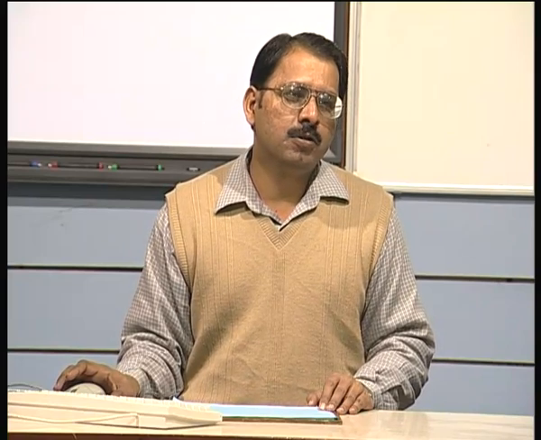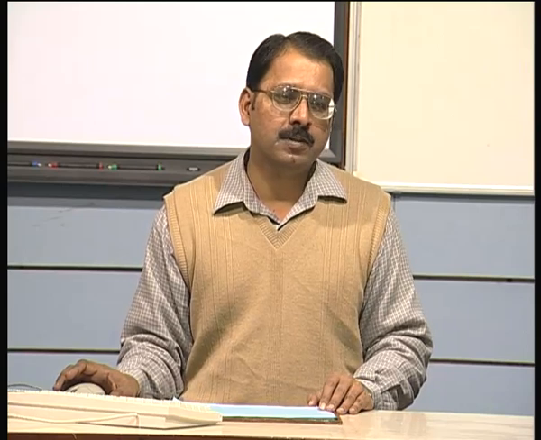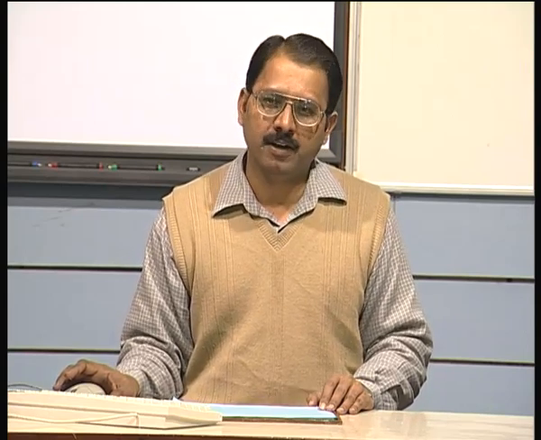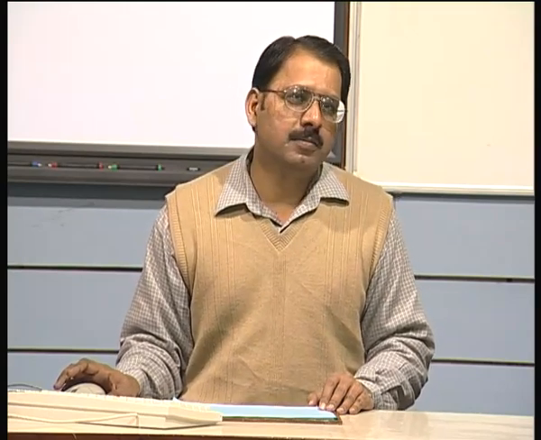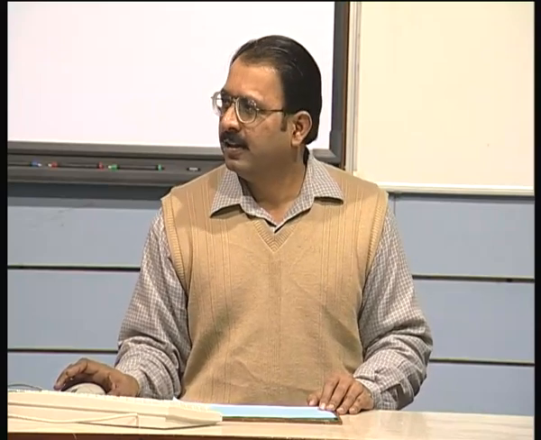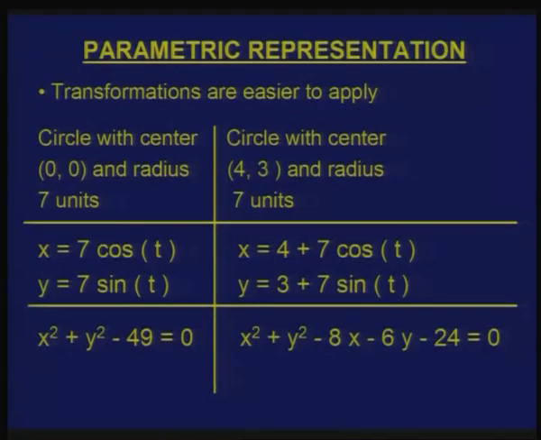And we should also look at the mathematical representation for geometry which gives convenience in applying transformations. Now, I am demonstrating this with a simple example. Let us take a circle with a radius of 7 units. What is shown here is a parametric representation, and what is shown here is an implicit representation of the same circle. If the circle has center 0, 0, I can write its parametric representation as x equals 7 cos t and y equals 7 sin t, where t varies over the complete range of 2 pi as the parameter range. The same equation in implicit form can be written as x square plus y square minus 49 equals 0.